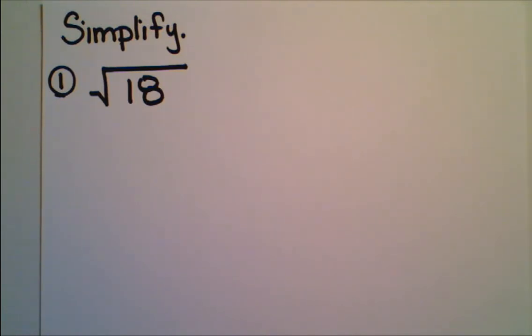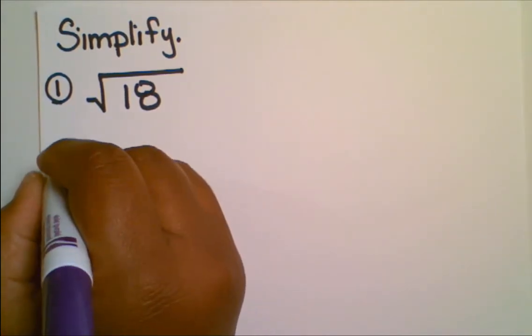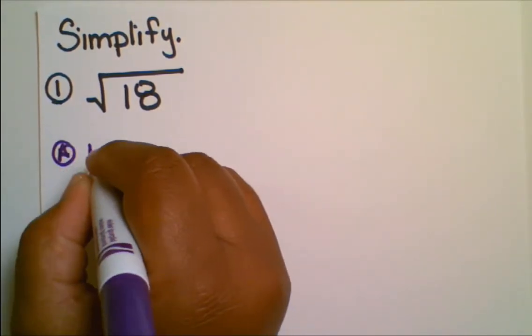There are two ways that we can simplify this. One way is listing the prime factors, or using the prime factorization tree. The second way would be listing the factors of 18. So let's look at each method. The first method, we'll call it A, is just listing the factors.